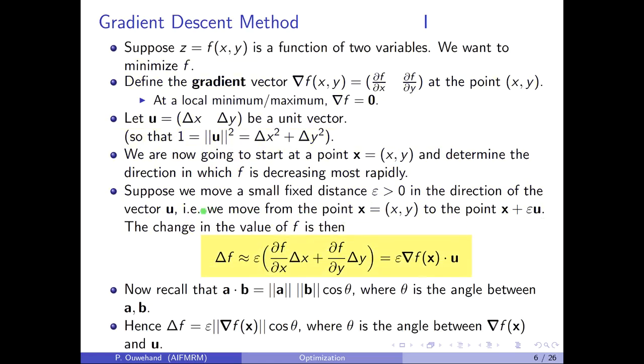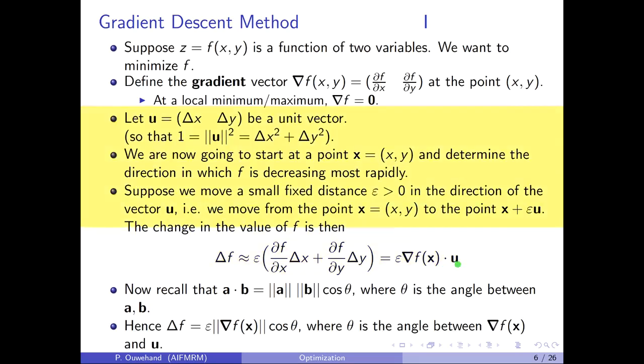The change in the value of the function f is then given as follows. The change in f, delta f, is just epsilon times df by dx times delta x plus df by dy times delta y. And if you look at that, you can see that the expression in brackets over here is just the dot product of the gradient vector with the unit vector. In other words, the change in the function f is given by epsilon times the gradient vector dotted with the unit vector.